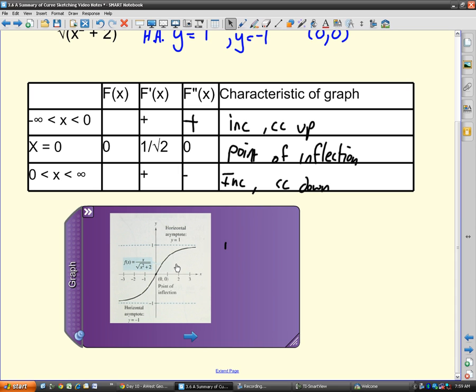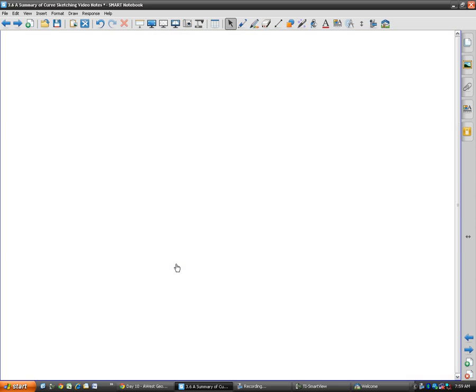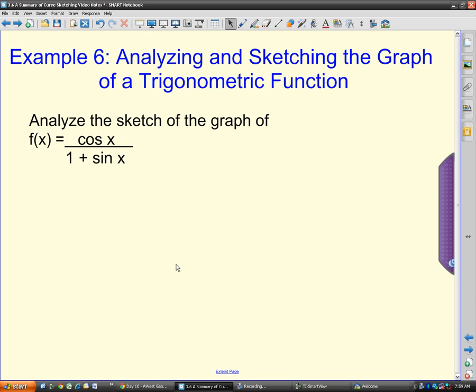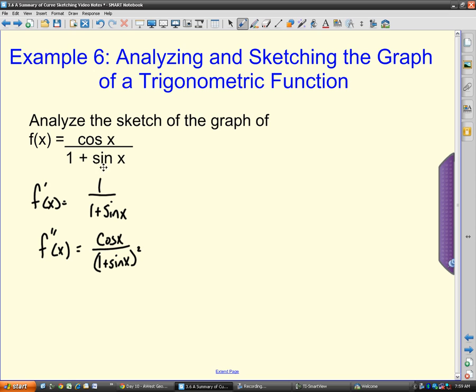So then finally we have something that looks like this, and we're going to have to go through and do everything. I'm just going to kind of list things out. I've already done the first derivative, and the first derivative is 1 over 1 plus sine x. And go ahead and check them yourself. Second derivative comes out to be cosine over (1 plus sine x) squared. And then I'm just going to do a period of 2 pi, because this thing is going to cycle. It's just going to keep cycling through over and over again.